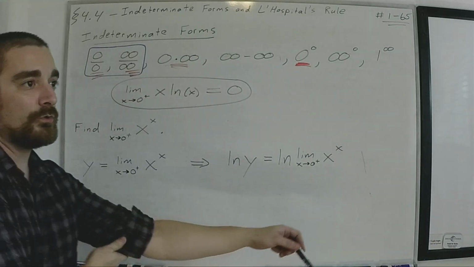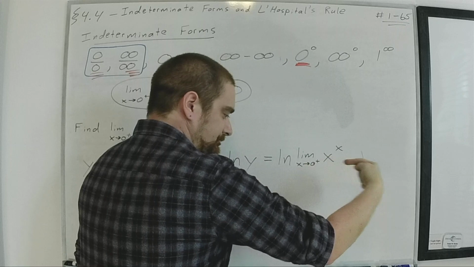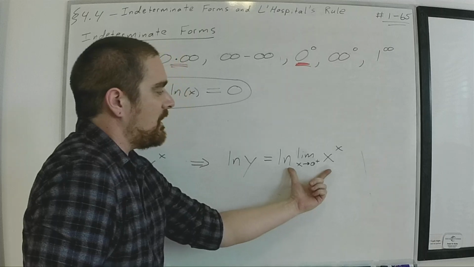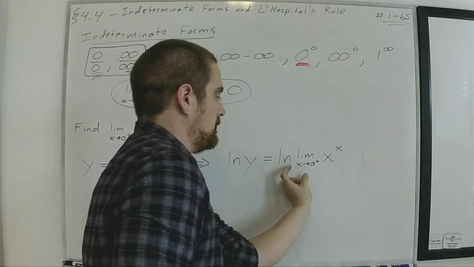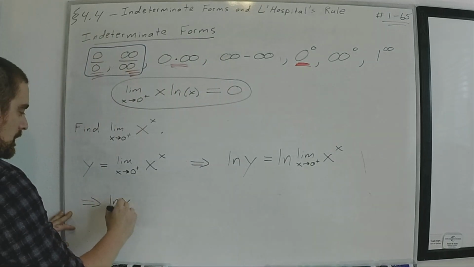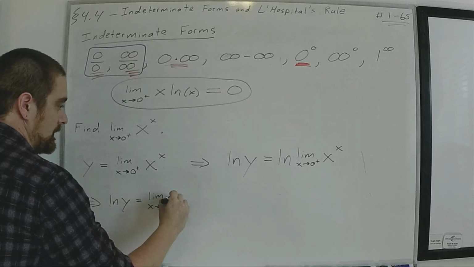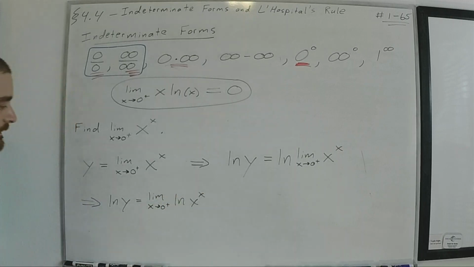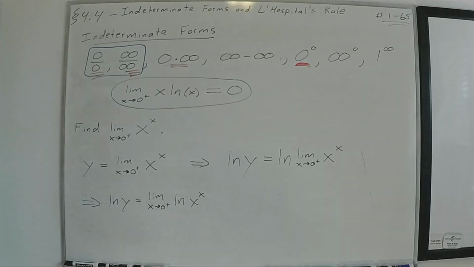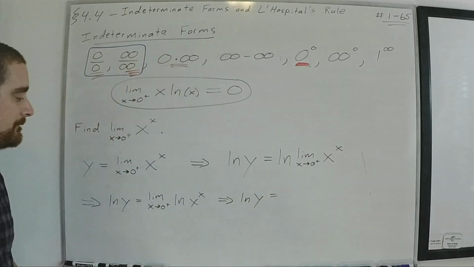Now, since we are approaching 0 from the right, and when we look at the log function and x to the x function coming in from the right-hand side as x gets closer to 0, we do have continuity, so we can swap the limit and the log using those nice properties that we have for limits. And we can say that the natural log of y is equal to the limit as x goes to 0 from the right of the natural log of x to the x. All right, so the log of the limit is the limit of the log, thanks to that nice continuity that we have and those nice limit properties that we saw way back when.